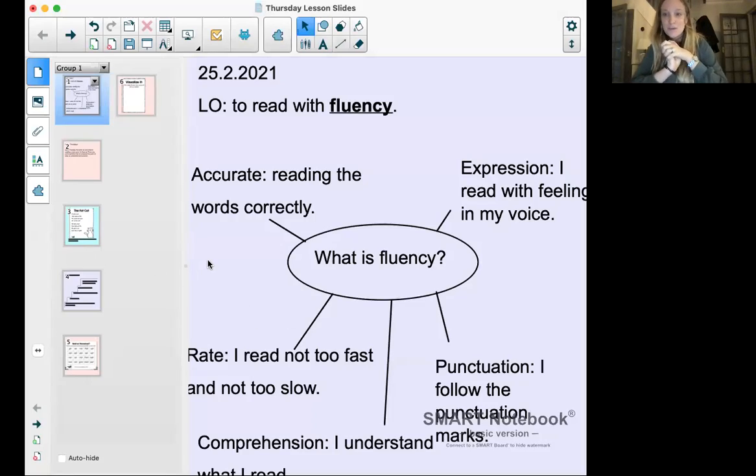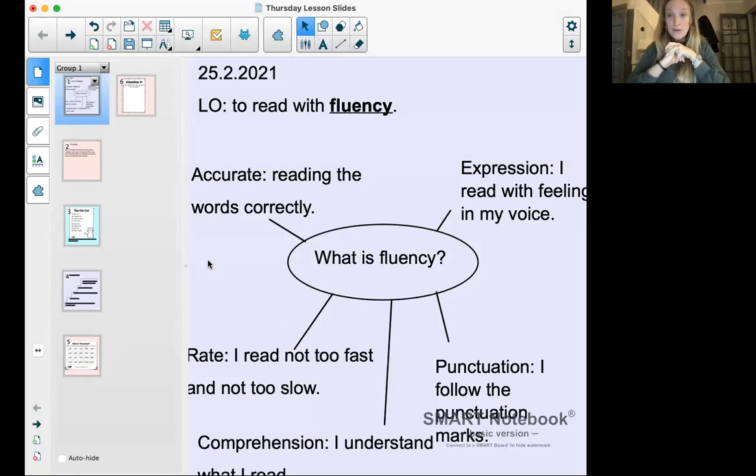Okay, so today is the 25th of February 2021. Can't believe it's already the 25th of February. And today our learning objective, or what we're learning, is to read with fluency. And we've talked about fluency before, but we're going to talk about five really important parts of fluency.